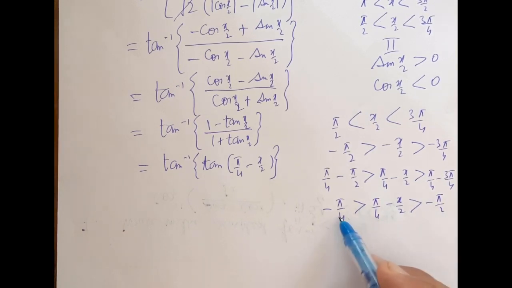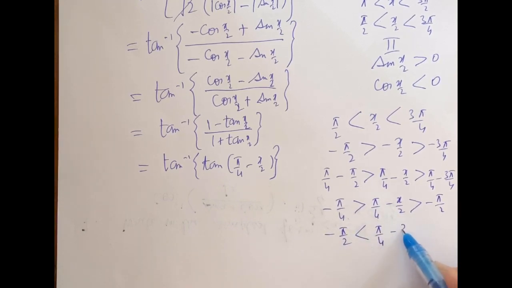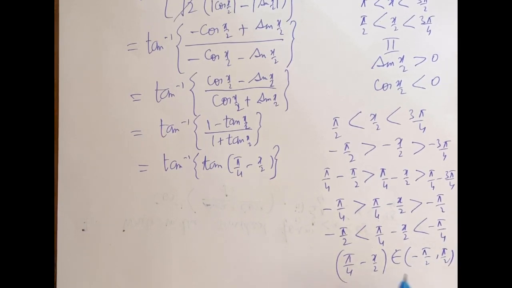Now this is greater than this, means minus pi by 2 is less than pi by 4 minus x by 2 is less than minus pi by 4. That is, pi by 4 minus x by 2. This angle belongs to minus pi by 2 to plus pi by 2. So if this belongs, then tan inverse and tan will cancel out and we will have pi by 4 minus x by 2. This is what we want.